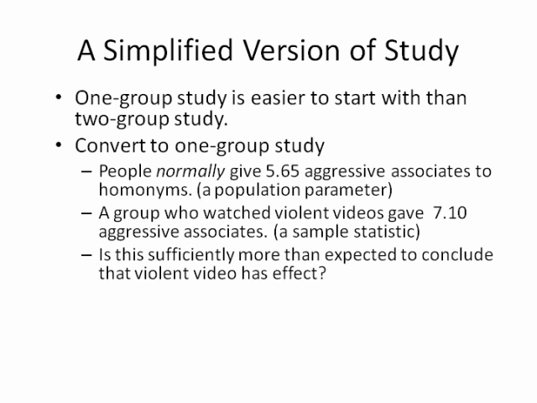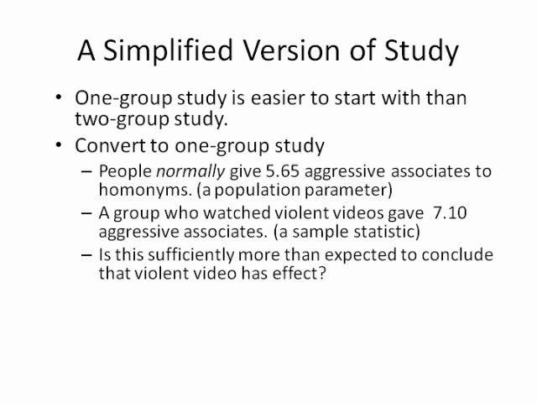Okay, we talked about 2 groups. I'm going to simplify that study into 1 group in order to illustrate this point to you. So we're going to convert it into a one-group study. We know that people normally give about 5.5 aggressive associates to hominins. That's our population parameter. When we say people normally, what we mean is that that's indicative of our larger population here.